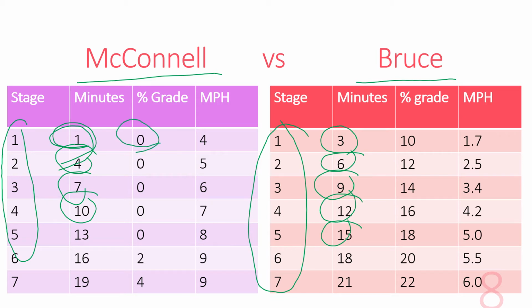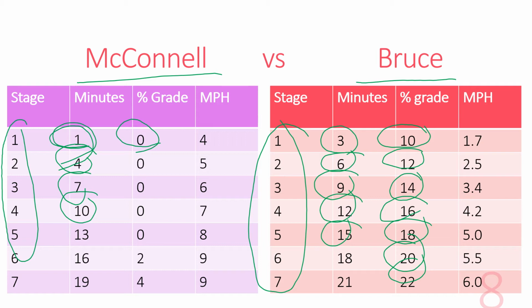Let's next look at the grade. With McConnell, we are at 0% grade until we're up to about 16 minutes. With Bruce, you're at 10% grade right off the bat. That's a significant amount of grade, and we continue to increase this incline significantly throughout the test. If you are an athlete and you were to do the Bruce protocol, I for sure have felt sore in my shins, because this is like climbing a mountain. Again, not set up great for athletes.